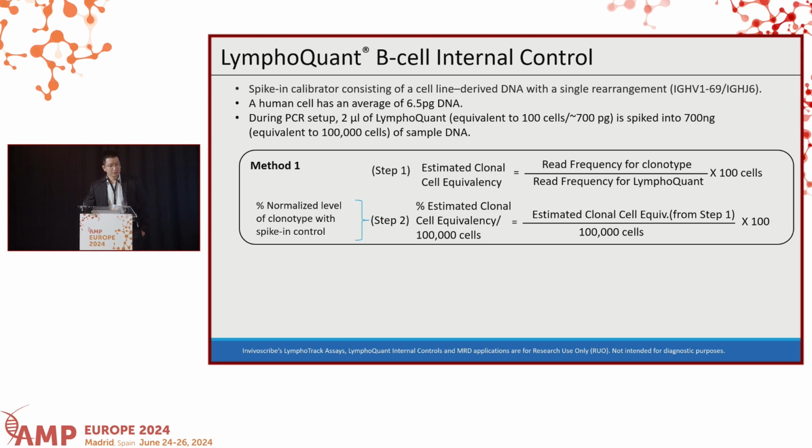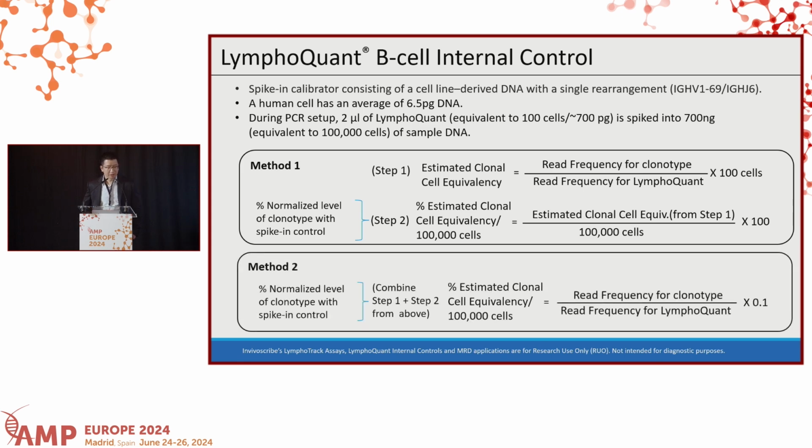Here in method 1, this is one way of calculating percent normalized disease level, and it comprises 2 steps. The first step is calculating the estimated clonal cell equivalency. This is a ratio of the read frequency between the clonal type sequence and the LymphoQuant times 100 cells. Once you determine the number of cells, you can calculate that percent number of cells out of the 100,000 cells you inputted in the PCR.